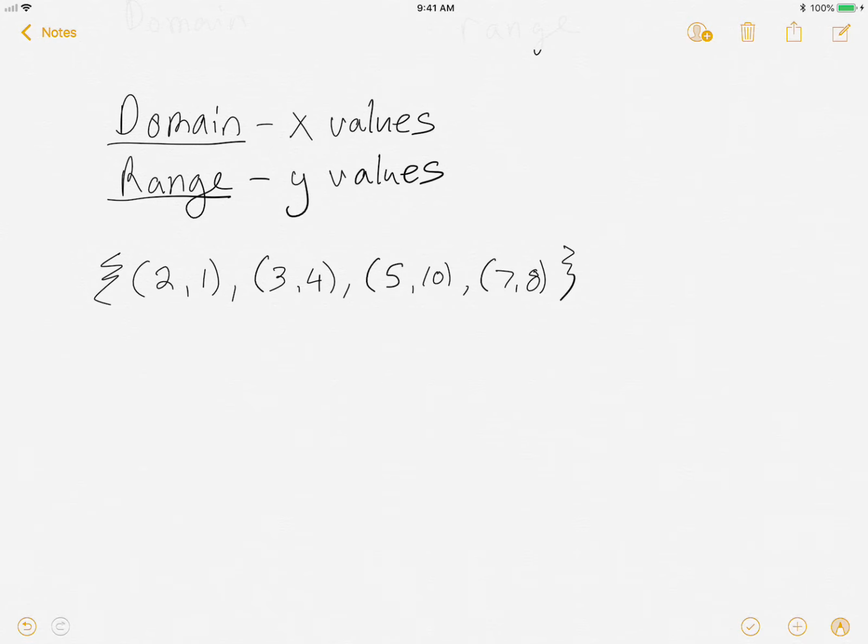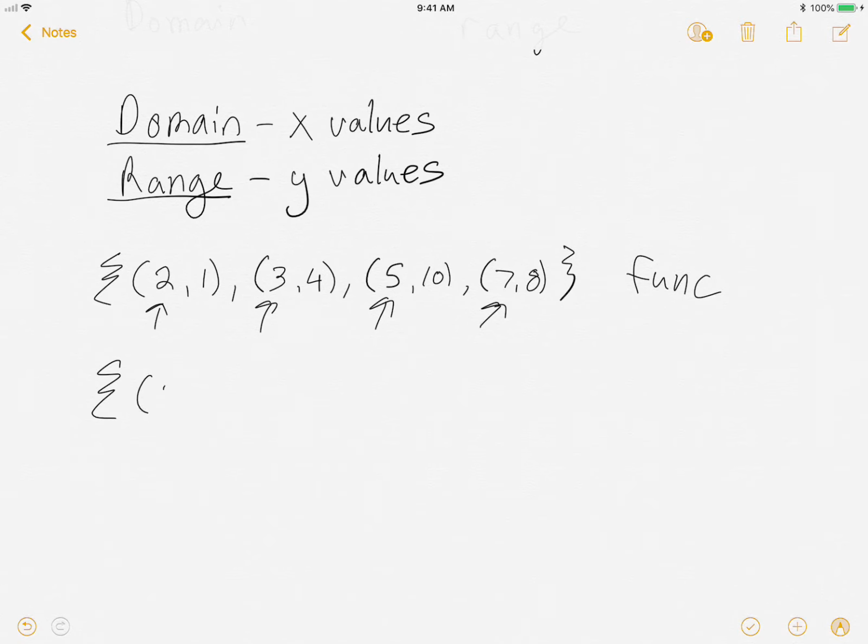Now, is this a function? Well, what we need to look for is see if any of the x values go to more than one y value. You see that we do not have a repeat of any of the x values. They all go to different things. So this is a function.